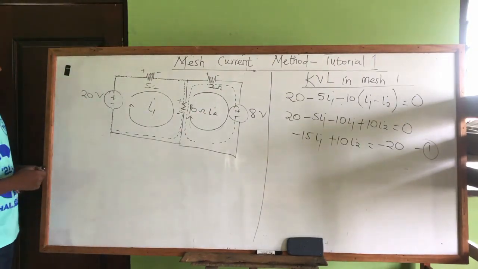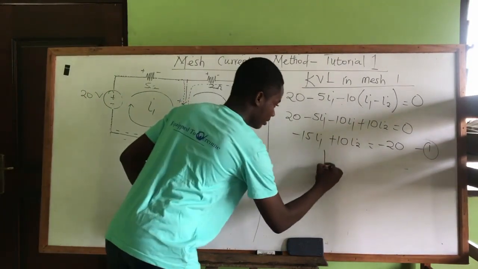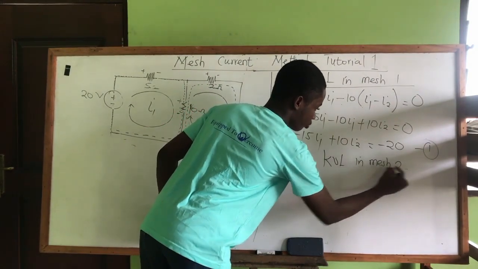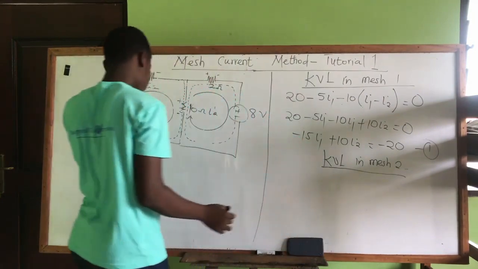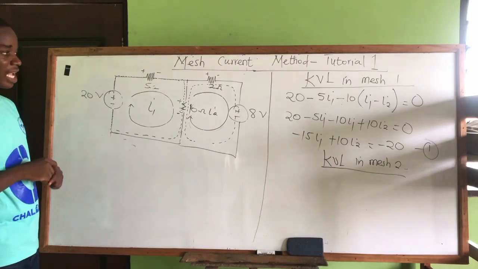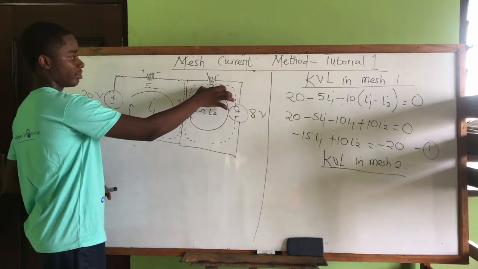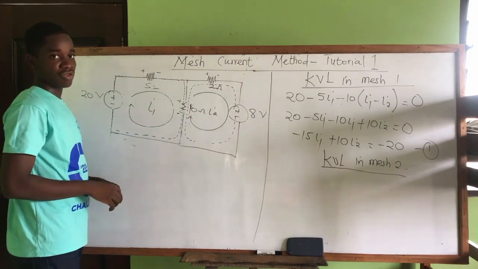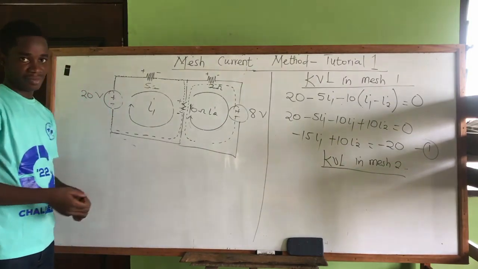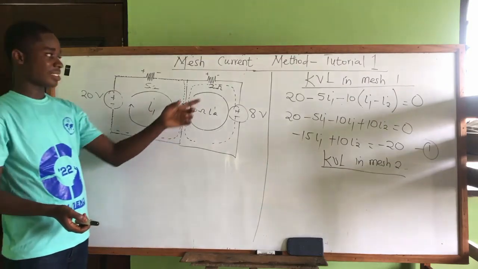So let's see how that KVL will look. Let's write it here. KVL in mesh 2. So in mesh 2, how many elements are we going to consider? 3. So we have a resistor, another resistor, and a voltage source. So we need the voltages for these 3 elements. Their sum is equal to 0. So we can start from any of the elements.